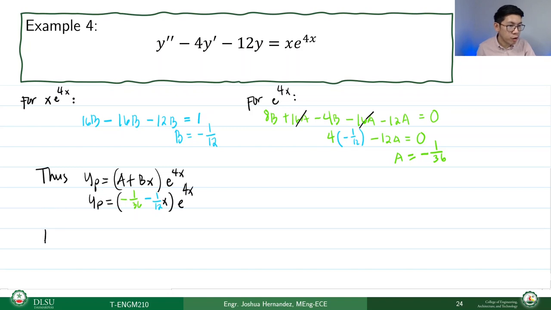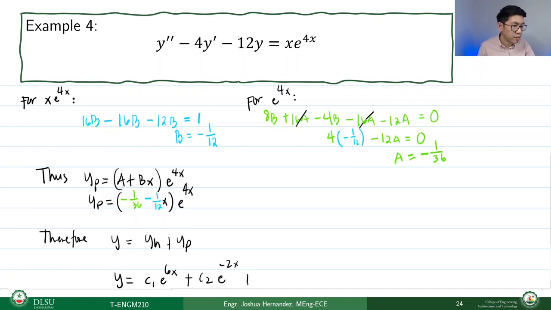So therefore, our general solution, which is y equals yh plus yp, gives us y equals C sub 1 e raised to 6x. Sorry, let's make some space. We have y equals C sub 1 e raised to 6x plus C sub 2 e raised to negative 2x plus, or rather minus, no?